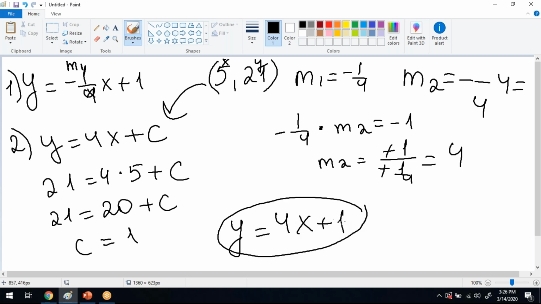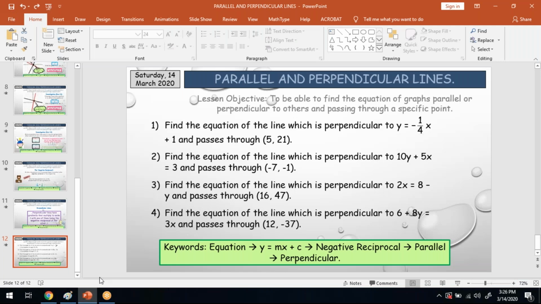So this is perpendicular to it. Do you agree that these two are perpendicular? I think yes, because if I multiply their slopes, it will give me negative 1. So let's do a more complicated one. Let's do question 3.